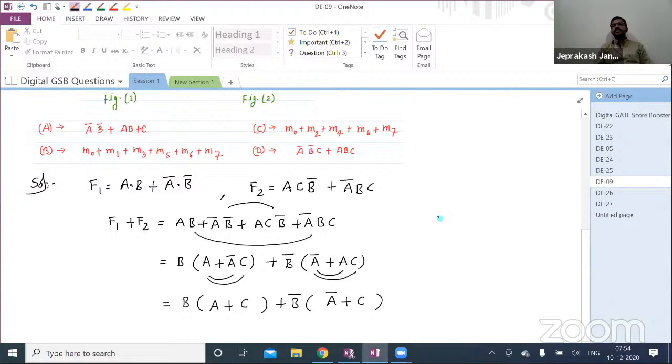Previously, we have discussed the distributive law: X plus YZ equals X plus Y into X plus Z. The same formula you can use. A plus A bar is 1, so you will get A plus C. A bar plus A is 1, so you will get A bar plus C. Like that.